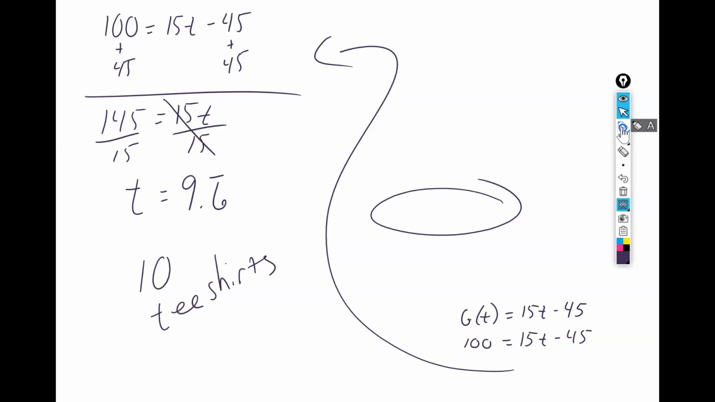Keep in mind, she had to give away 3 t-shirts. So if we take 3 t-shirts away, our answer would be 7 t-shirts. So she needs to sell 7 t-shirts.